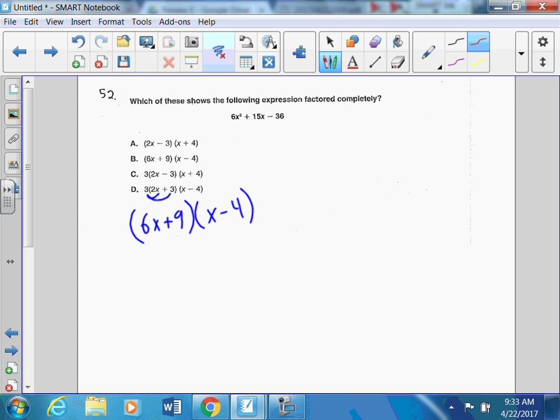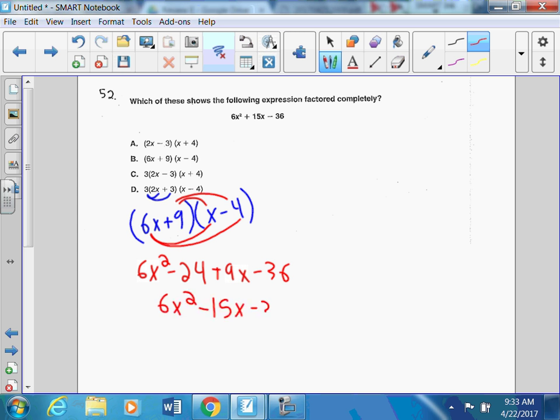So 6x times x is 6x squared. 6x times negative 4 is negative 24x. Then you got 9 times x, that's plus 9x. And 9 times negative 4, that's negative 36. So you have 6x squared minus 15x minus 36. And you get 15x by combining these two terms right here. That is not what it says above. Although it's close, it's not.